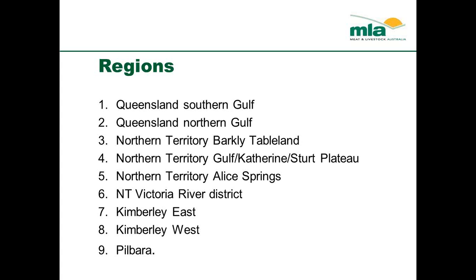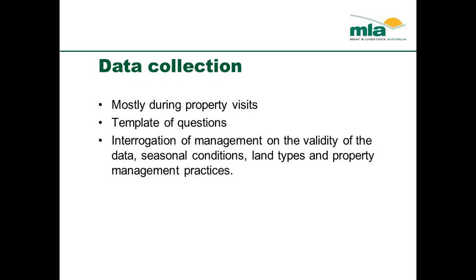So I'm now putting up the regions. They're the 9 regions that we looked at and collected data from. 2 regions in Queensland, the Southern Gulf and the Northern Gulf, and they basically correspond to the NRM group regions in Queensland, which some of you will be familiar with. In the Territory, we had the Barkly Tableland, the Gulf Katherine Sturt Plateau region, the Alice Springs region, which encompassed both north and south of Alice Springs, and the VRD, or the Victoria River District. In Western Australia, we looked at the Kimberley East and Kimberley West, and also the Pilbara region, and the Pilbara region includes both the East and West Pilbara.